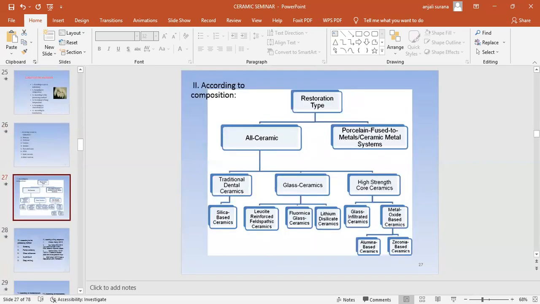Then we have according to composition. So composition is basically first all ceramic and second PFM, that is porcelain fused to metals. In traditional dental ceramics, we have silica-based ceramic. In glass ceramics, we have leucite reinforced feldspathic ceramics, fluormica glass ceramics, lithium disilicate. In high-strength core ceramic, we have glass infiltrated ceramic and metal oxide ceramics. In metal oxide, we have two, alumina and zirconia-based ceramics. So basically, this is on the basis of composition.